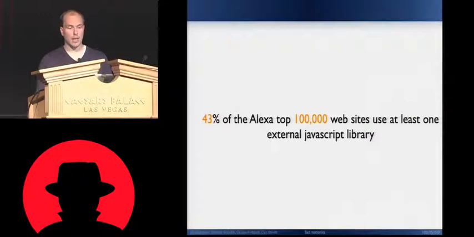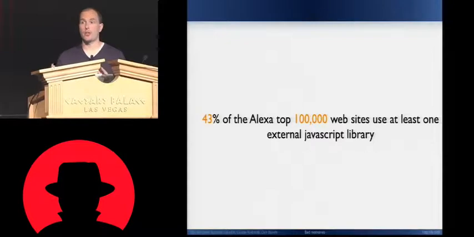Actually, we looked at how many websites in the Alexa top 100,000 have at least one external JavaScript file which can be vulnerable to cache injection. And we found that at least 43% of these websites have one. Can you guess what is the most commonly used JavaScript library in the world? At least for HTTPS? Any guess?